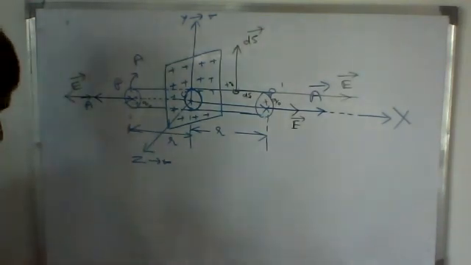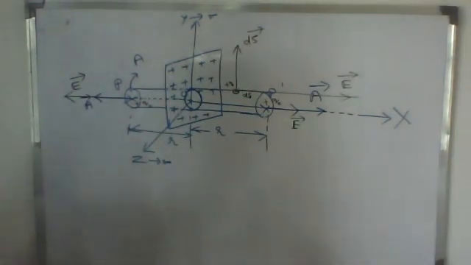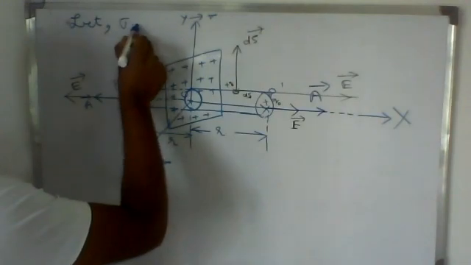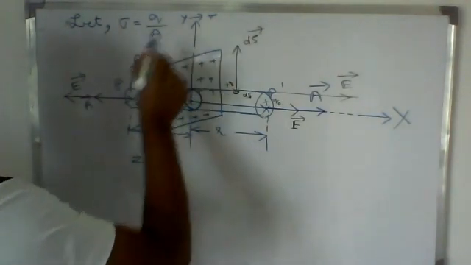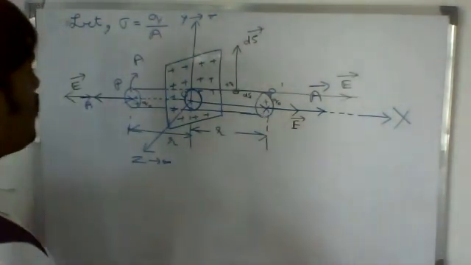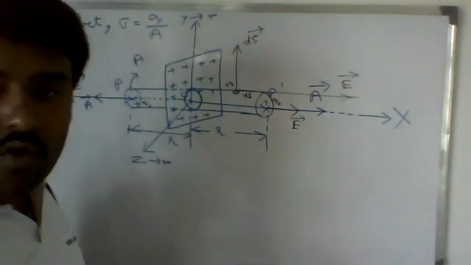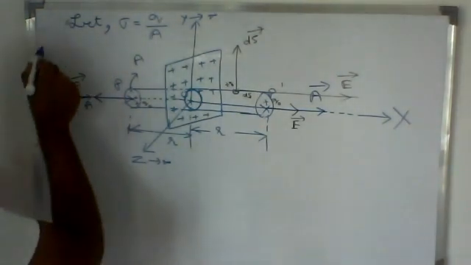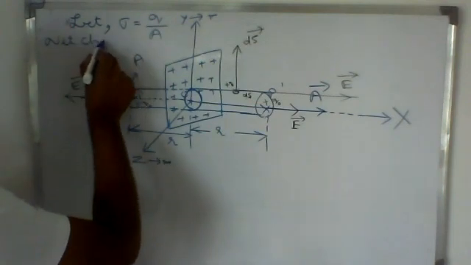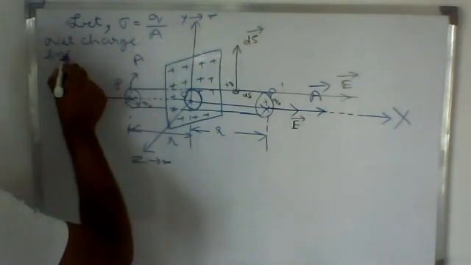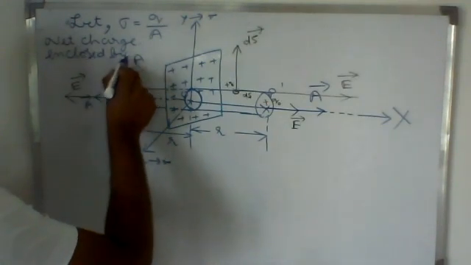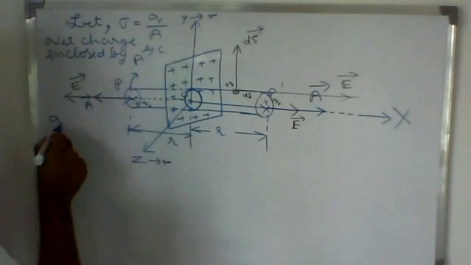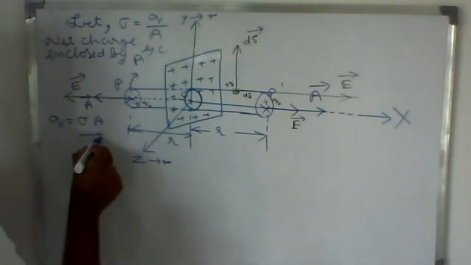Okay. After that, let us consider first the surface charge density of the sheet. Sigma is equal to Q divided by A. So what amount of charge is enclosed by the Gaussian cylinder? The net charge enclosed by the Gaussian cylinder is Q is equal to sigma into A. Now call this equation number 1.